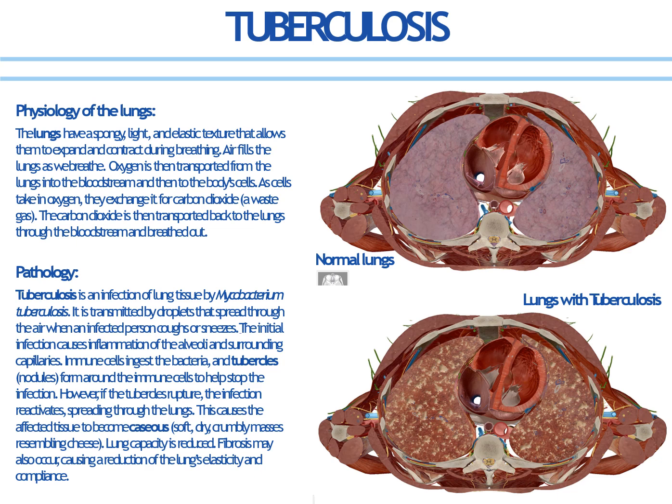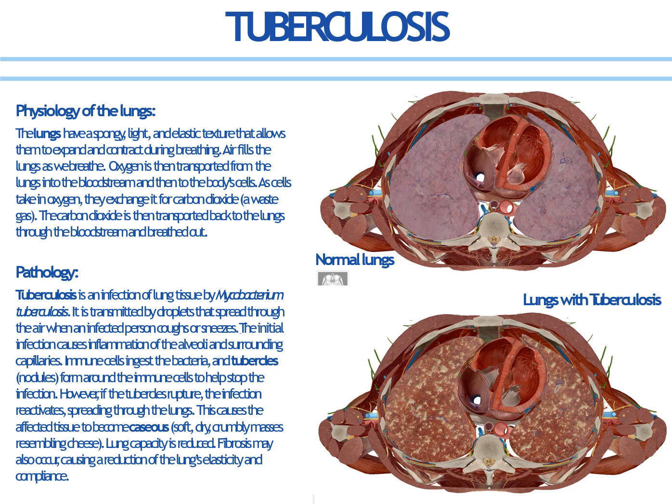In terms of the pathology, tuberculosis is an infection of lung tissue by the Mycobacterium tuberculosis. It is transmitted by droplets that spread through the air when an infected person coughs or sneezes. The initial infection causes inflammation of the alveoli and surrounding capillaries. Immune cells ingest the bacteria and tubercles, nodules, form around the immune cells to help stop the infection.